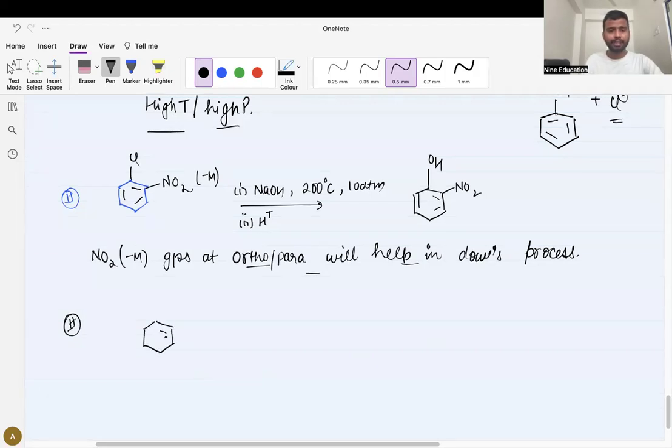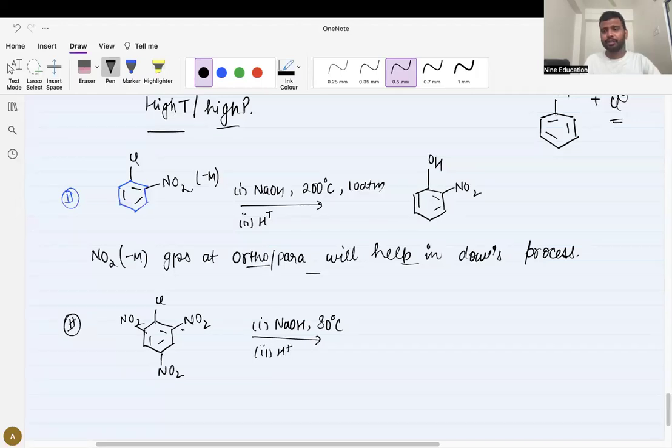So if in this reaction I add 3 NO2, at all the ortho and para positions, I can do this reaction at 80 degrees Celsius. 80 degrees Celsius means a little bit of heating. If I do a little bit of heating, OH minus can directly go and attack this carbon and remove the Cl minus. See, OH will come here, NO2, NO2.